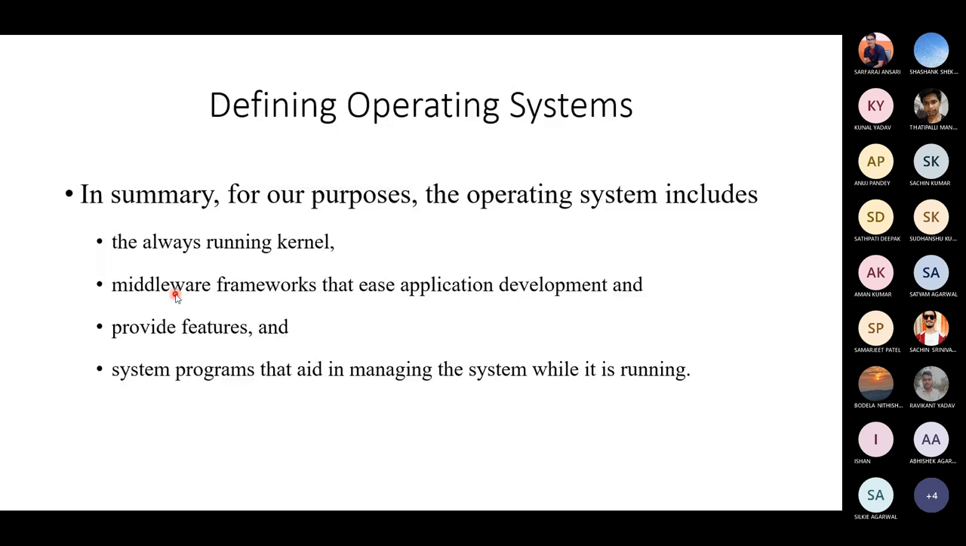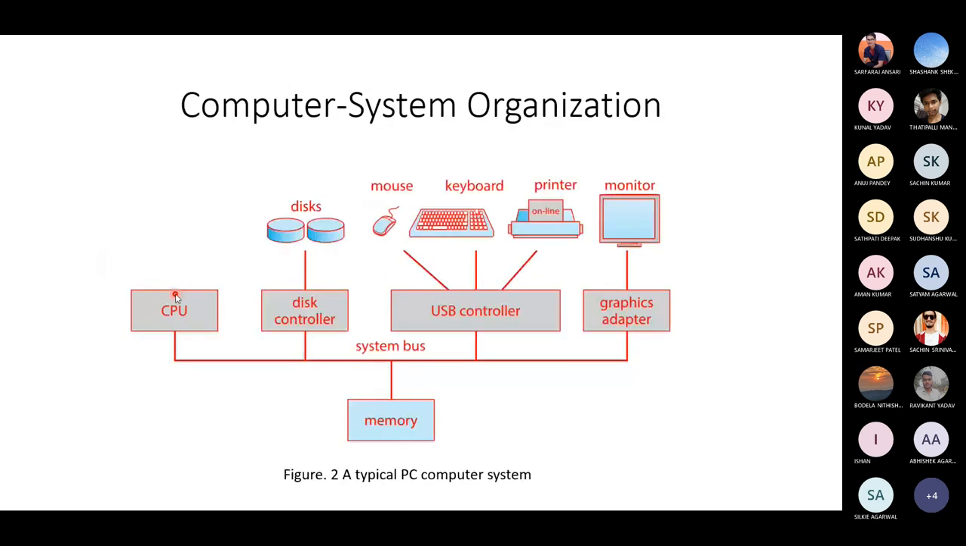Having discussed all these things, let us now try to understand what computer system organization is. A typical personal computer system will look like this. You have a processor, disk control, disks, USB control. With USB control, you can connect a mouse via USB, a keyboard via USB, a printer via USB. You have a monitor, and a graphics adapter.